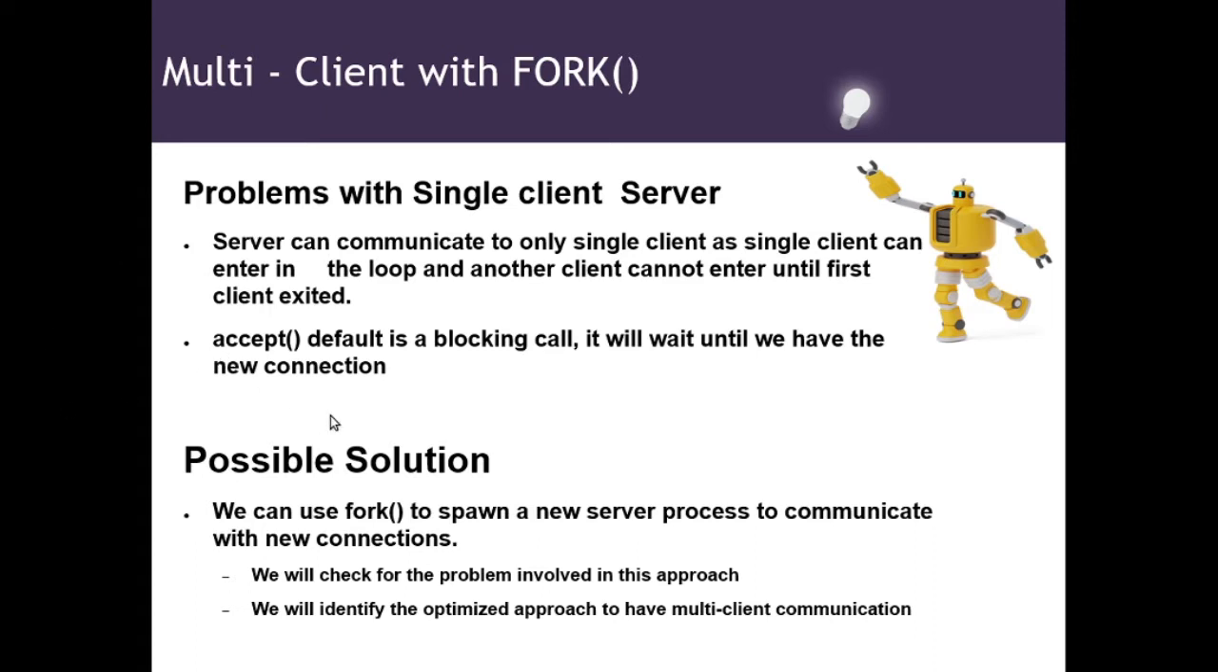The first possible solution is using the fork system call. So what is the fork system call? Fork is a system call that works in the process management system of the kernel. It will create a new process from the old process. The old process from which the new process is spawned is called the parent process, and the process created from the fork call is called the child process.